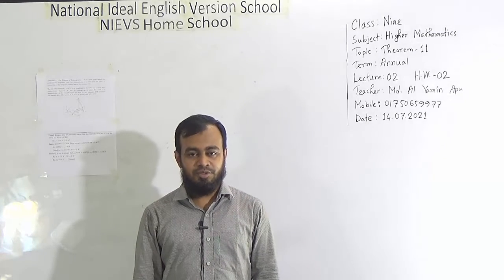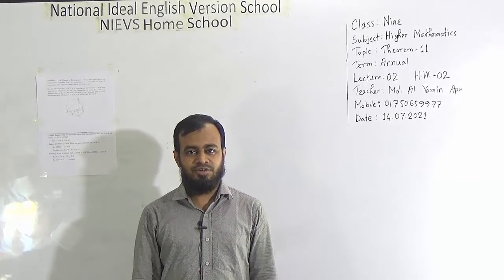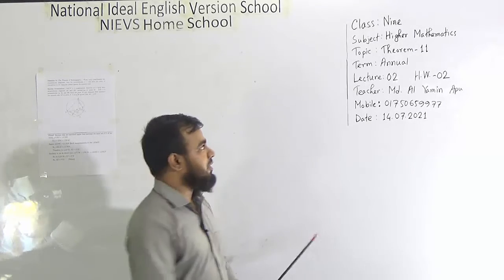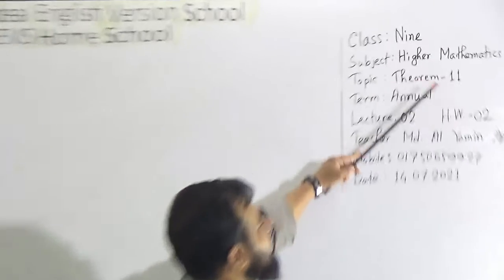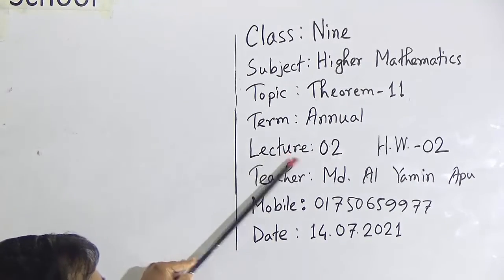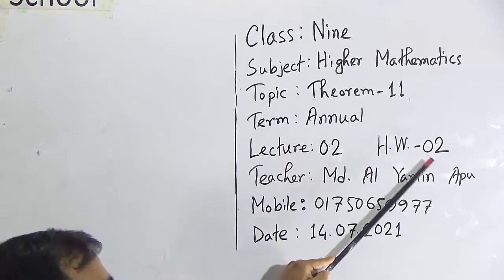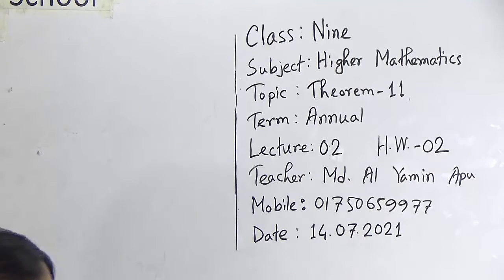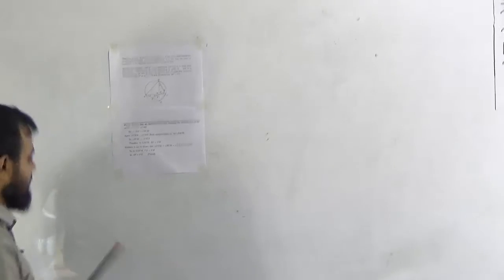Dear students, I am going to take a higher math class today for the students of class 9. Our today's topic is Theorem-11. It's the theorem of Brahmagupta, and our lecture number is 2, and you have a homework. Your homework number is 2. Okay, now let's start the class. We will discuss Theorem 11 today.